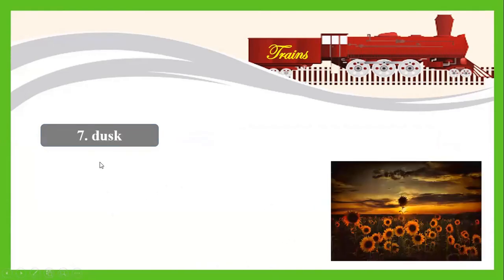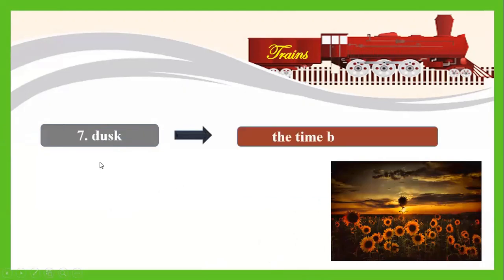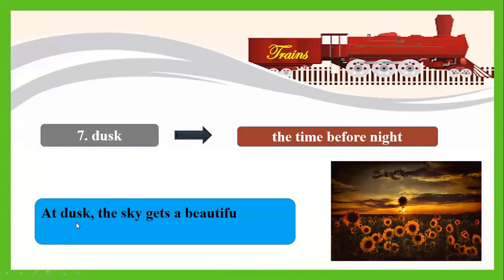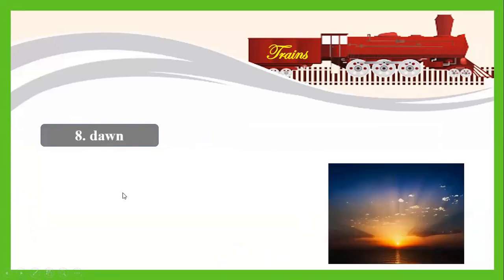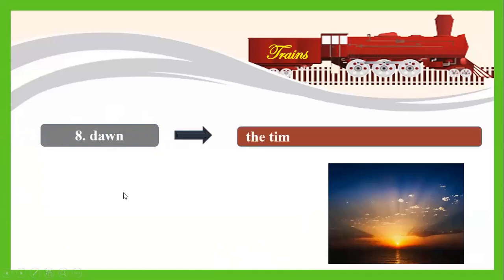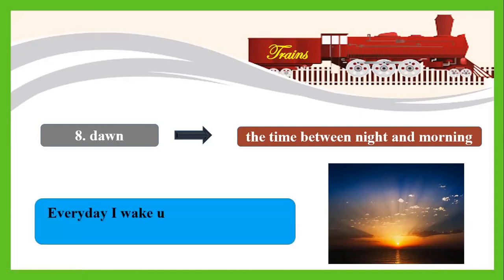The seventh new word is dusk, and it means the time before night. Using the word dusk, I have framed the sentence: At dusk, the sky gets a beautiful orange color. The last new word is dawn, and it means the time between night and morning. The usage of the word dawn is: every day I wake up before dawn and go for a walk. So, children, here we have discussed the new words, their meanings, and usage.